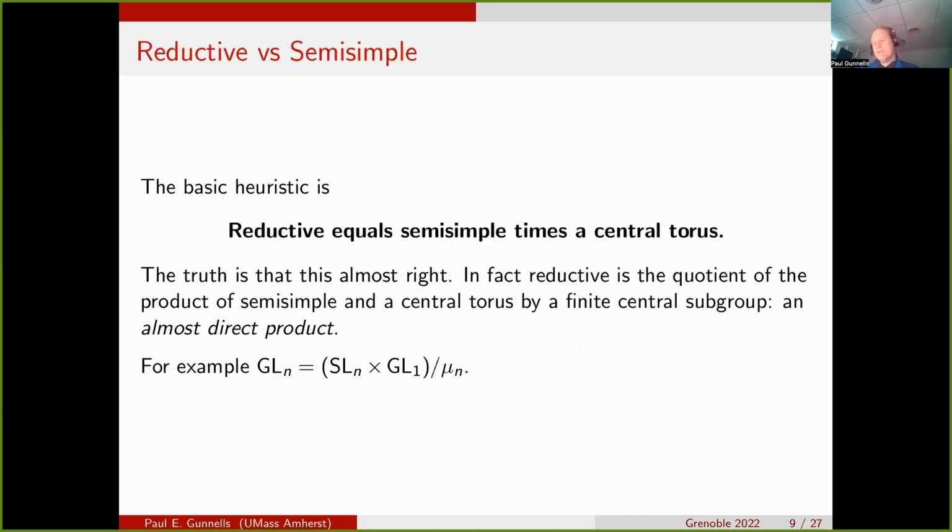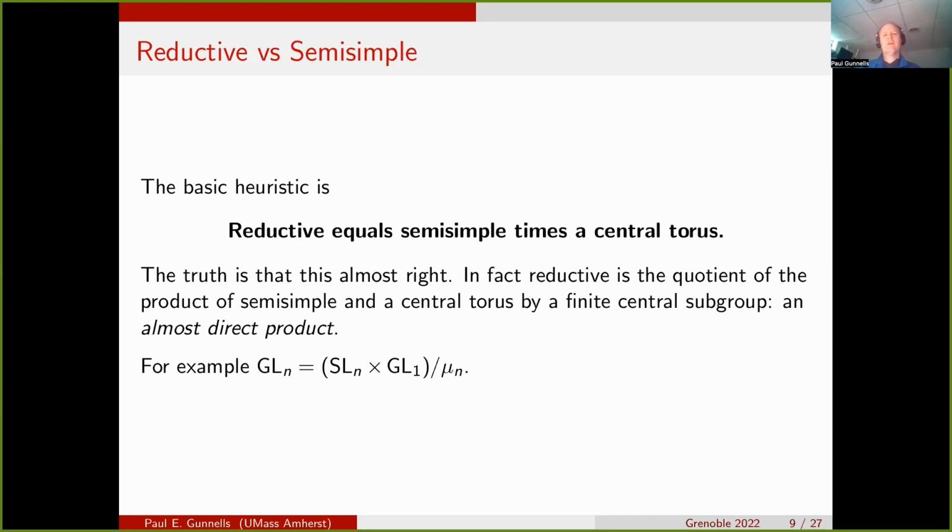Okay, so how do you think about it? I mean, the basic heuristic, which is false, okay, is that a reductive group is basically a semi-simple group times a central torus, meaning a torus that commutes with everybody in the semi-simple group. And if you think about it, this is a pretty reasonable way to think about it. It's not exactly right, but it's not that far from being the truth. If you think about GLN and SLN, the only difference between GLN and SLN is the determinant. So it's basically like you have SLN, then you have this extra number that records the determinant. But of course, it's not exactly how GLN and SLN work.